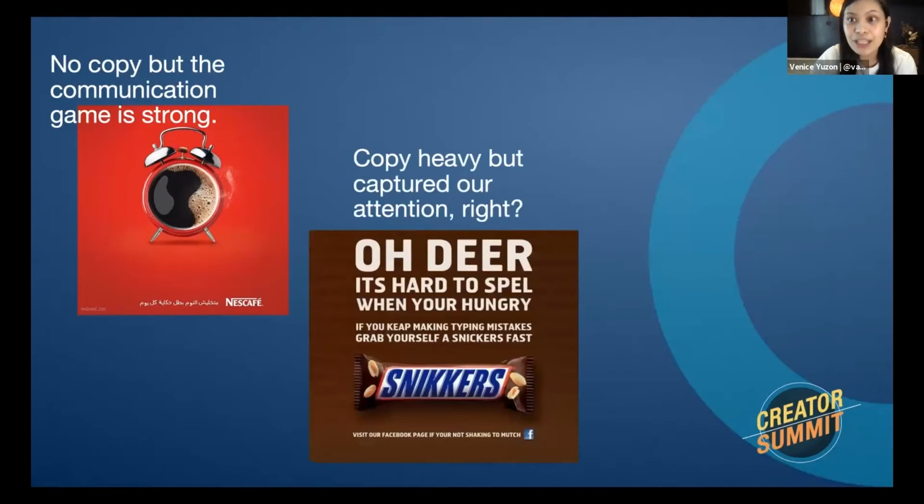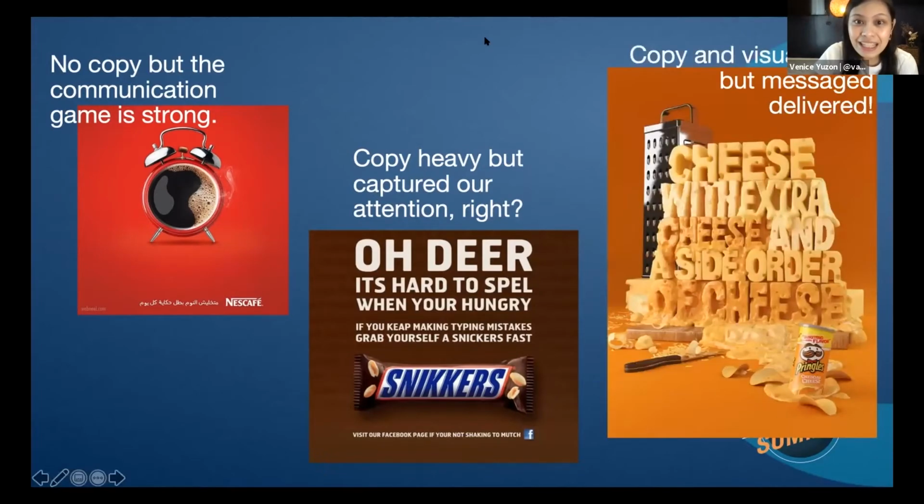Second, this one is from Sneakers. It is copy heavy, but it captured our attention, right? So, ang daming nakasulat, but definitely it still captures your attention. And then lastly, this poster is both copy and visual heavy, but the message is delivered. So, no matter what your execution is, it all boils down to a clear brief.